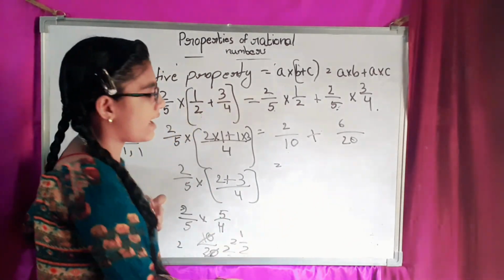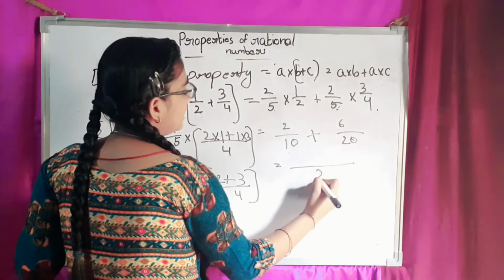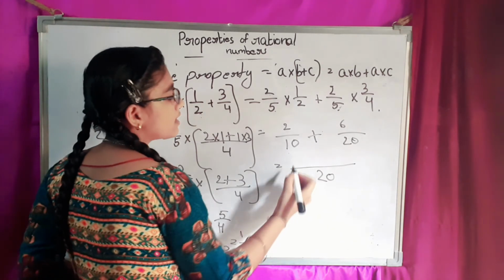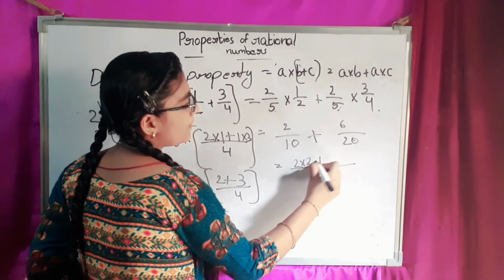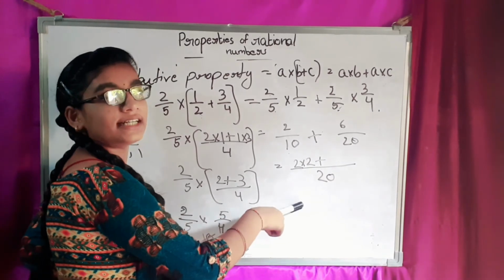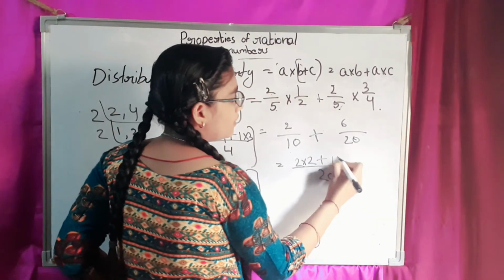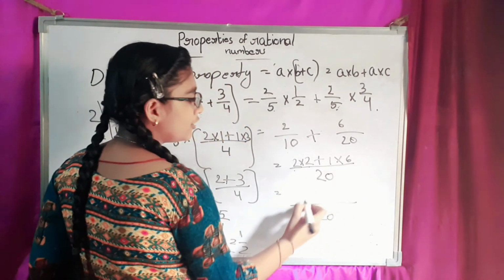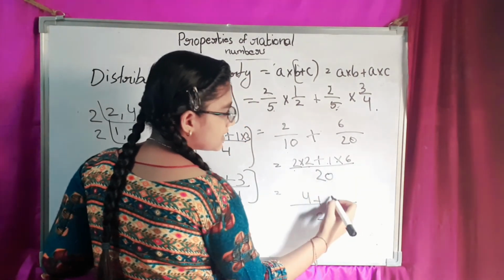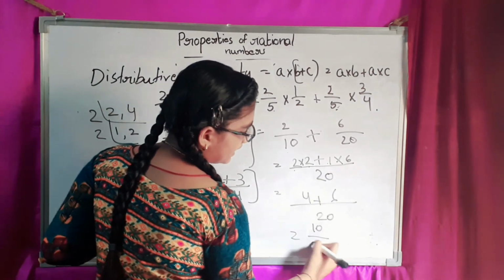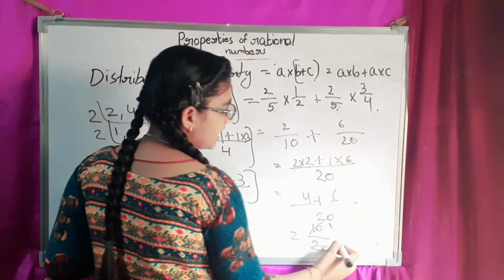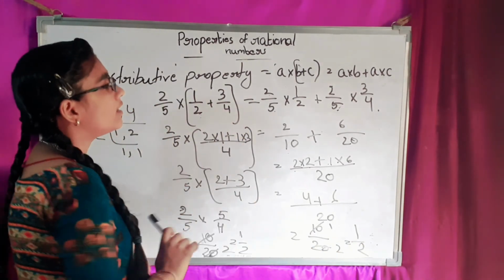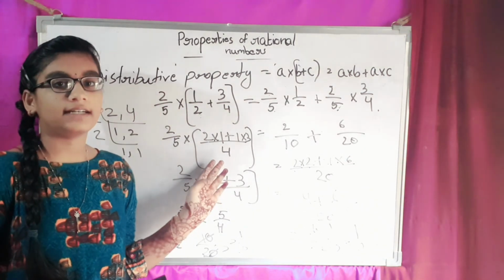What is the LCM here? 20. In the 10 table, 20, how many times will it go? 2 times. So 2 into 2, plus in the 20 table, 20, how many times will it go? 1. 1 into 6. Now here 20. 2 into 2 is 4 and 1 into 6 is 6, so 10 by 20. Cancel this. 10 ones are 10, 10 twos are 20, 1 by 2. Here these two are the same. So this is the distributive property.